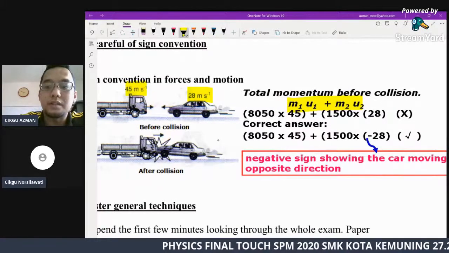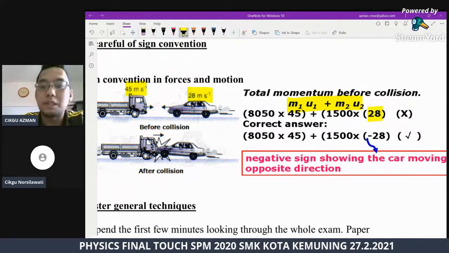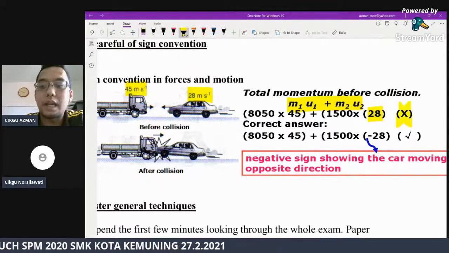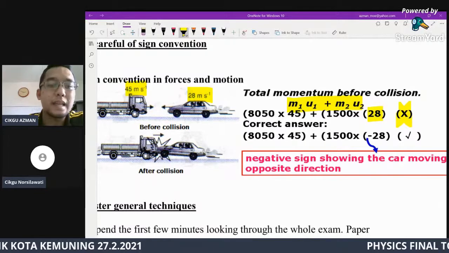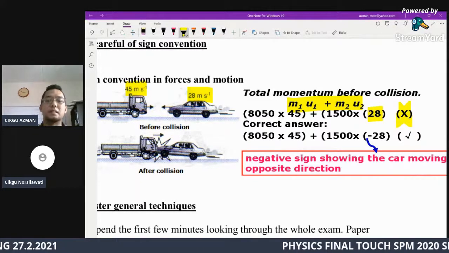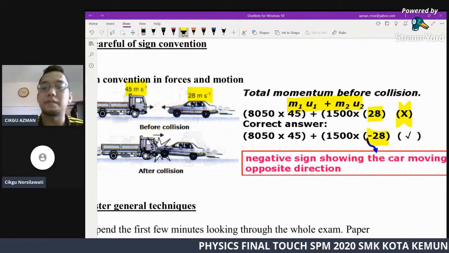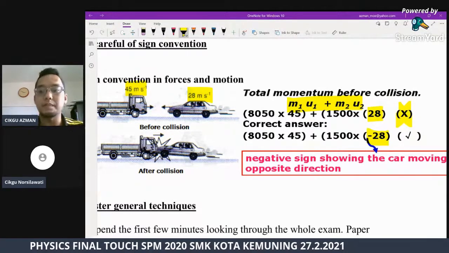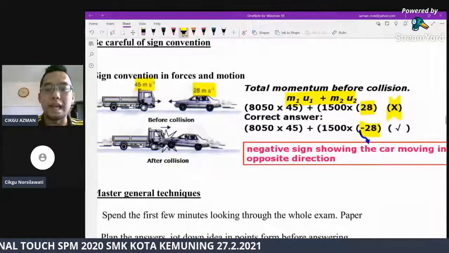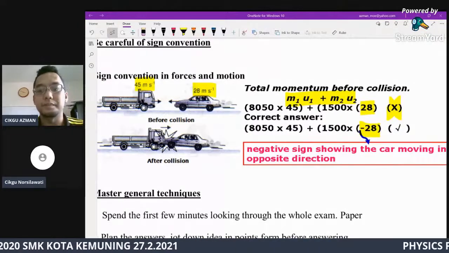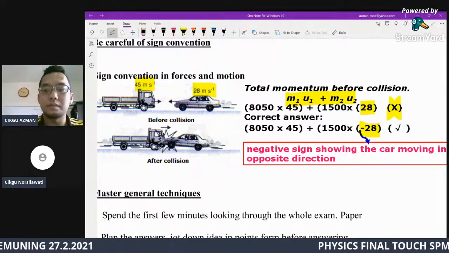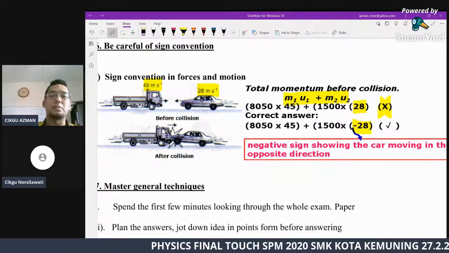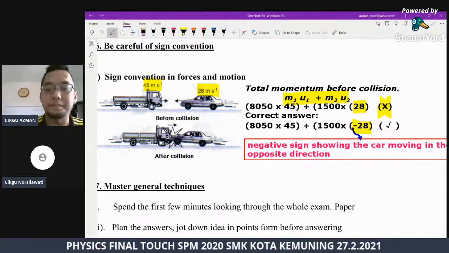Okay, first kita insert 28 meter per second, but salah. Why? Because the direction is in opposite direction. So negative. Ni mesti take note. Okay, the velocity, sebenarnya direction of velocity. So negative meaning the car moves in opposite direction.